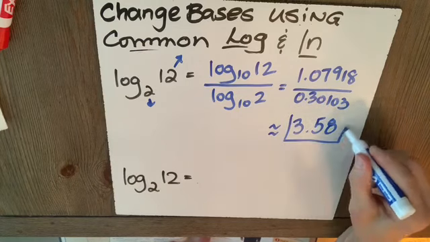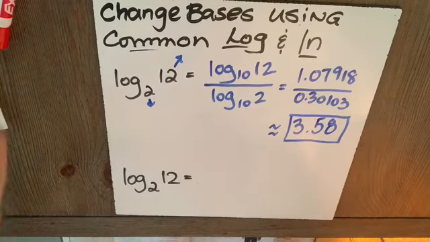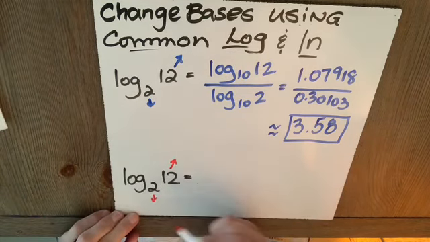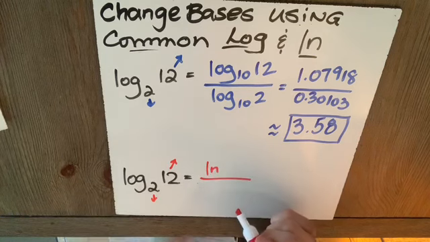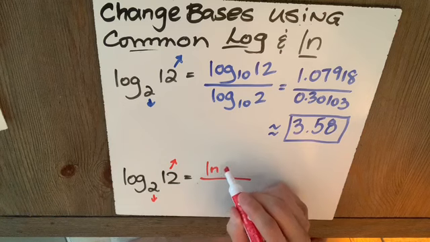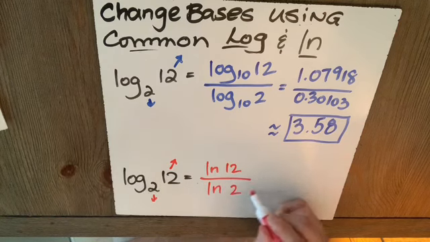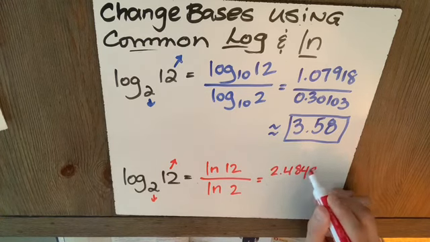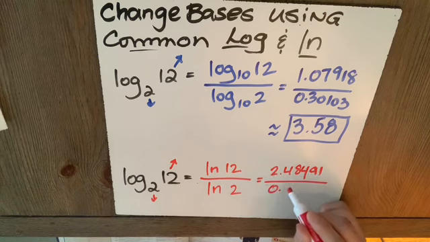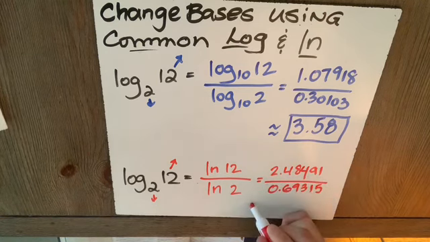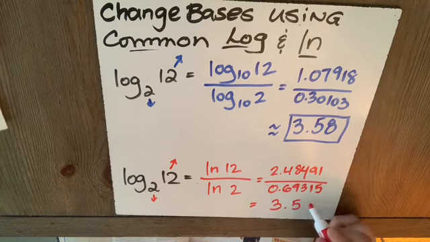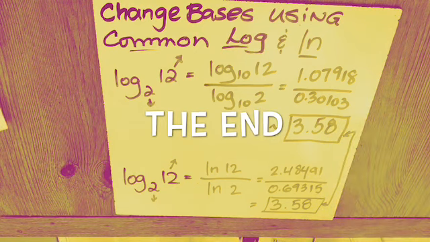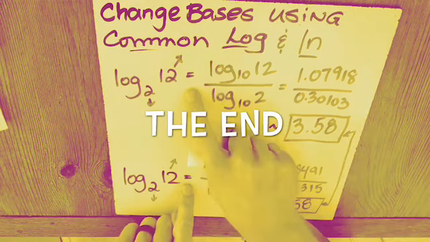Now, if I do the same problem, and instead of going to base 10, if I say, well, 12 wants to go north, let it. 2 wants to go south. And instead of going base 10, I do base e, which is 2.71828. And I do natural log 12 over natural log 2. My intermediate result is different. It's 2.48491 divided by 0.69315. But when I crunch those numbers, this is approximately equal to 3.58. And again, you can see they're the same. I'm not kidding. You can change the base and make a statement of equivalency because they're equal.